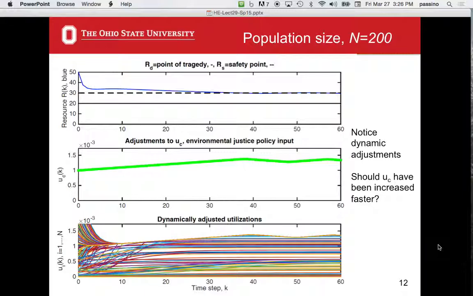So here's the way it performs. Now, the top plot: K is along the horizontal axis. R of K is the top plot. This is UC, the adjusting of the fat green line, and then the UIs are right here. Let's start at the top. The blue line is R of K. This point here is RD. You don't want to hit that point. I chose RS to be 10 above.